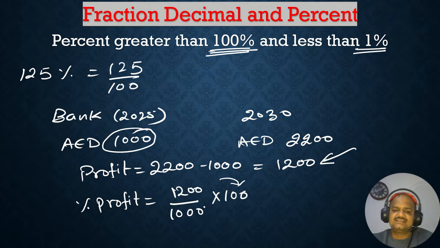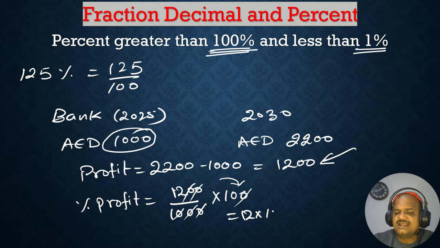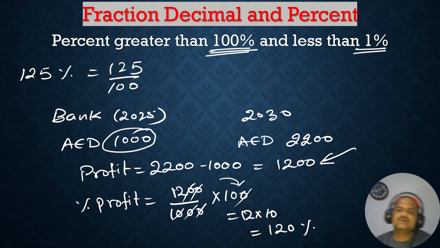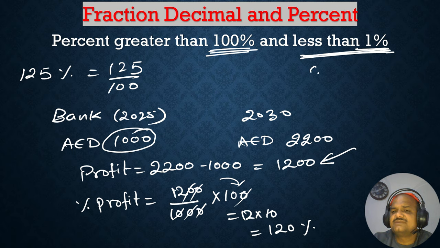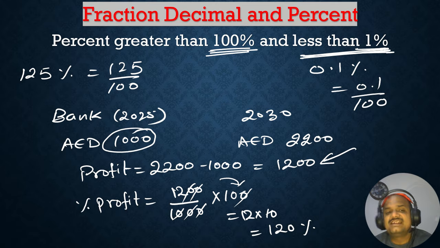So just simplify this. 1 0 cancelled here, 1 0 cancelled here, 1 0 cancelled with this. So 12 multiplied by 10 is equal to 120%. Okay. Same here. Percent less than 1%. Less than 1% means 0.1%. So this will be 0.1 over 100. Okay. Calculation will remain the same. Concept is the same. Just you need to understand the scenario where you can get an example of more than 100%.